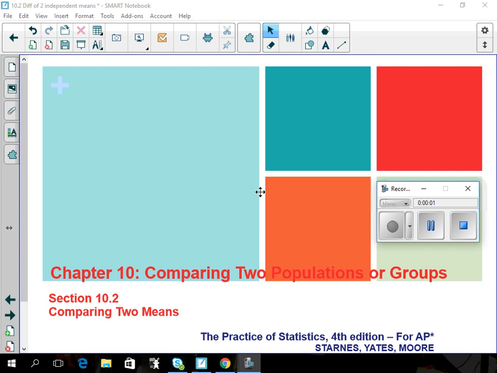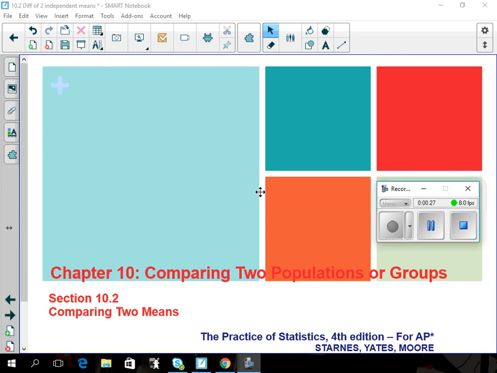Right, so we are going to start, not finish, talking about comparing two means, which is different than what we've been doing. What did we do prior? We compared to what? Proportions, right? And the example that we just did talked about comparing the proportions of people that quit smoking in different treatment groups. So we're going to talk about comparing two means.